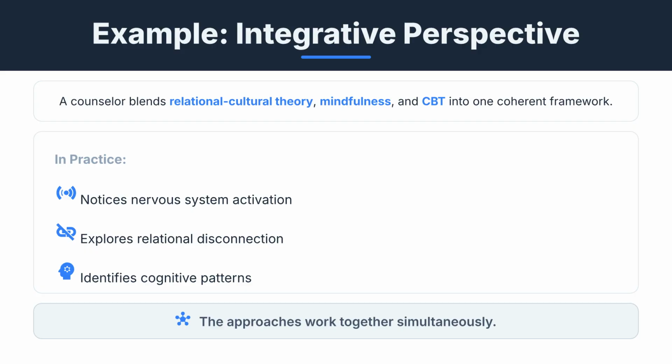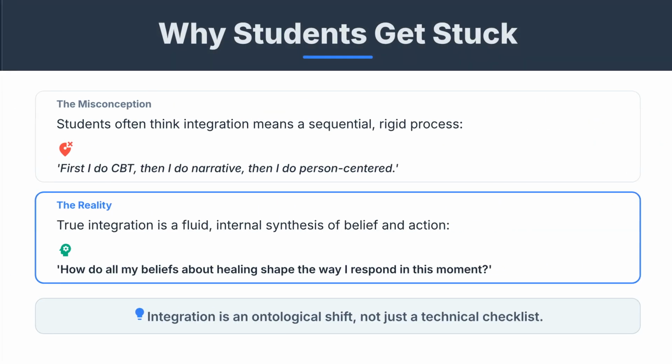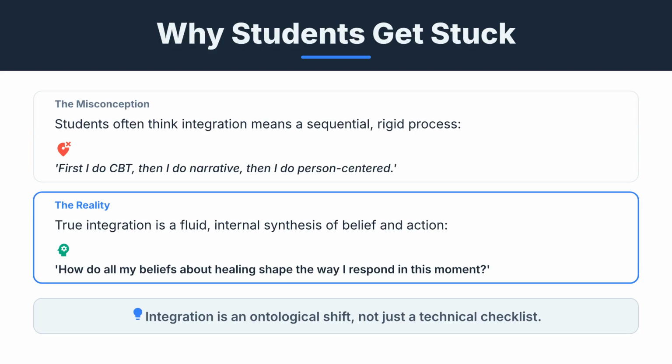The integrative perspective blends relational cultural theory, mindfulness, and CBT into one coherent framework. The counselor may notice nervous system activation, explore relational disconnection, identify cognitive patterns, and use mindfulness. All approaches work together simultaneously toward a shared understanding of healing. Students often get stuck by thinking integration is a rigid sequence, like, "first I do CBT, then I do narrative." True integration is a fluid synthesis of belief and action, asking, how do all my beliefs about healing shape the way I respond in this moment?